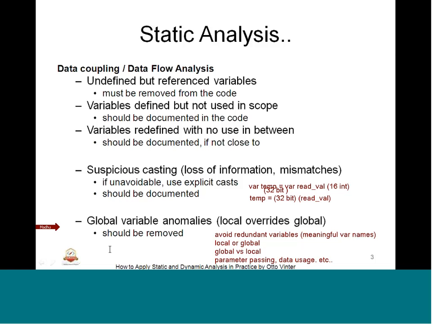Typically, some standards say that you start the global variables with a global prefix, like that, and local variables start with a different prefix. So it will be very clear by seeing the variable itself what type of variable it is, where it is used, and how it is getting used. Similarly, local variables get identified with a small letter L. So it is a clear segregation of both of them, and there are no anomalies in terms of their usage and the flow. So this is how the data coupling can be analyzed.